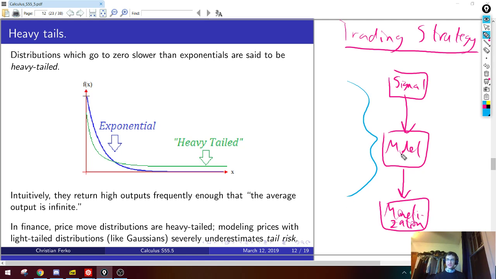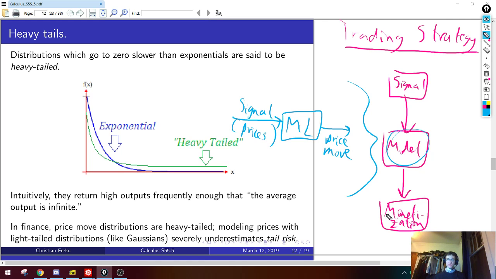The model layer itself is machine learning. You feed in the signal, which is usually something like prices or volumes, into some machine learning algorithm, and it spits out a prediction for the price move. So the question you were asking is whether I did mostly machine learning or mostly acting on predictions. And the answer is both. They're two separate, unrelated parts of the process.